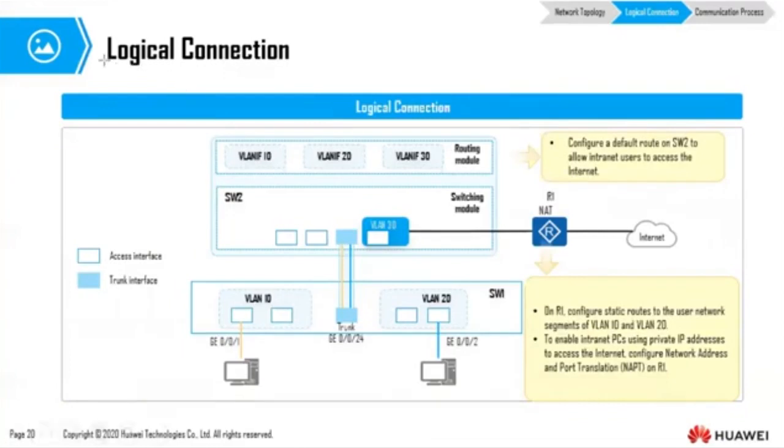Okay, so the logical connection between the different devices and the PCs. So we have switch 1 here, and we have PC1 here that wants to communicate to the internet. So we have to configure a default route on switch 2 to allow internet users to access the internet.